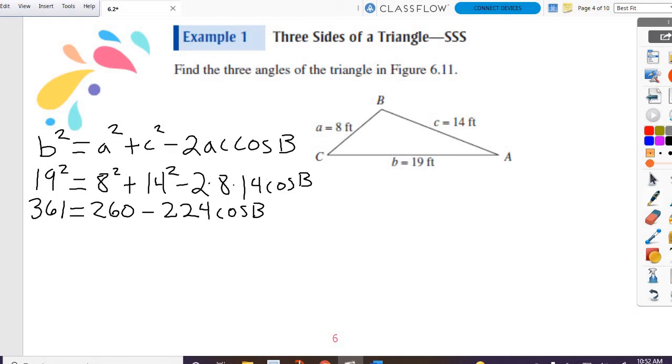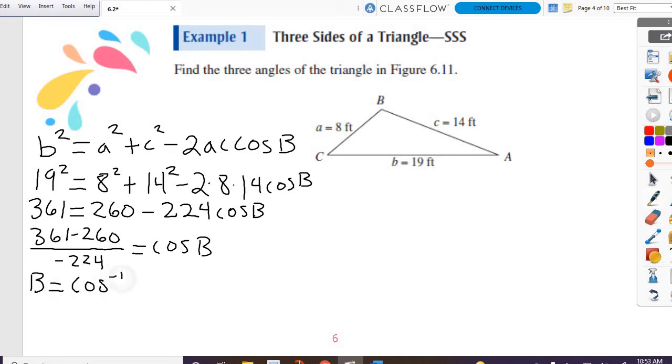So how would we solve for cosine of b? So first you subtract 260 from both sides. And then you divide the whole thing by negative 200. Okay, so then that just equals cosine of b. So then how do I find just b by itself? Inverse cosine. Inverse cosine of all of that stuff.